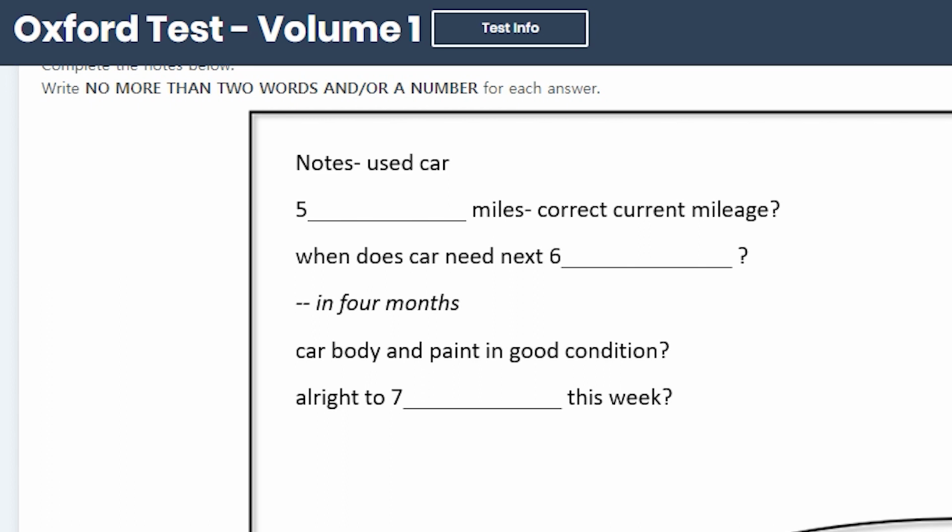So when does the car, he asked straight up, he's like, when will it need its next motor test, by the way? Okay, so we've got our keywords need next, okay? And then the salesperson says in November in 4 months. So we've got need next, we've got 4 months, so that we know that the words came in the gap between, and the answer was motor test, okay?